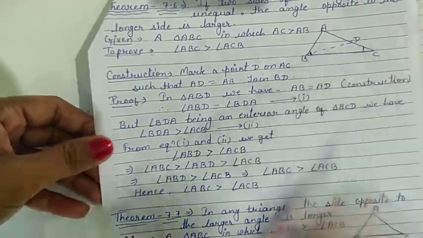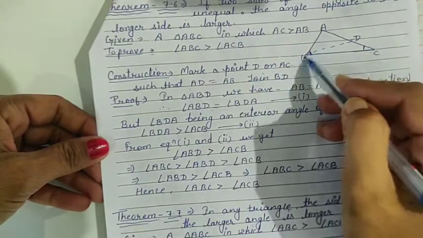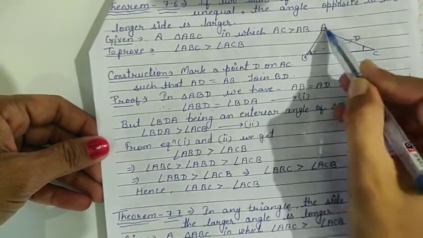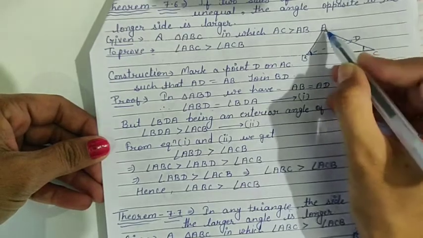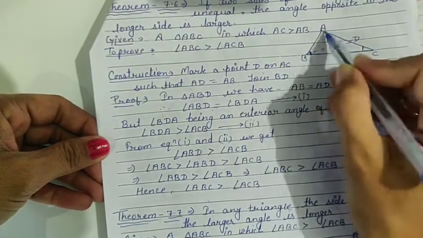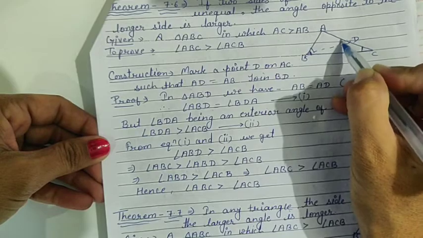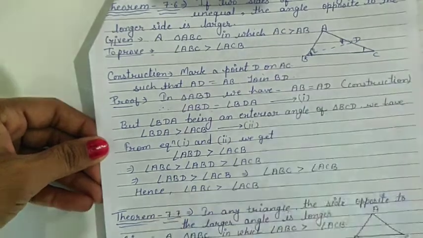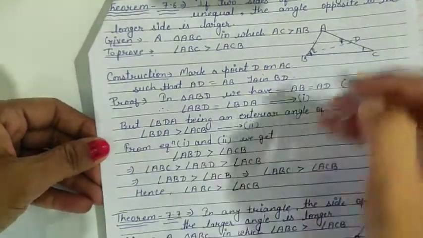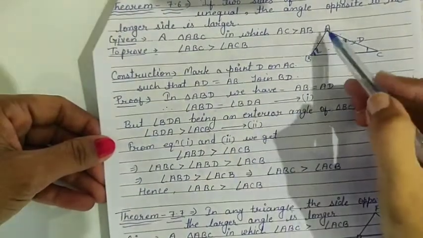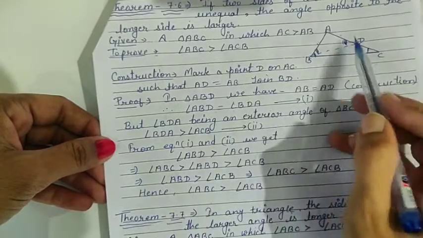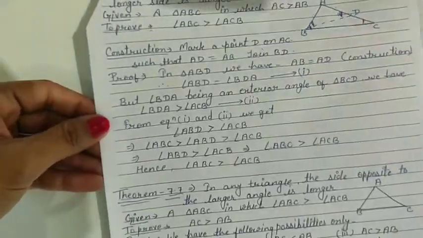Now join BD. In triangle ABD, AB is equal to AD. Then angle ABD equals angle BDA. These two angles are equal because these two sides are equal. Angle ABD is equal to angle BDA. This is our first equation.